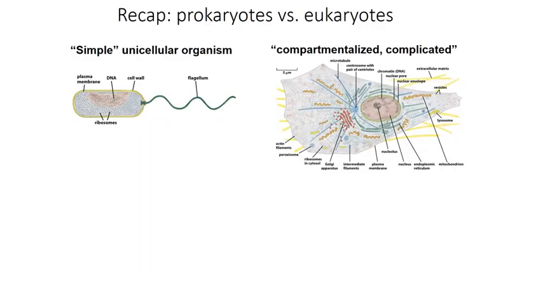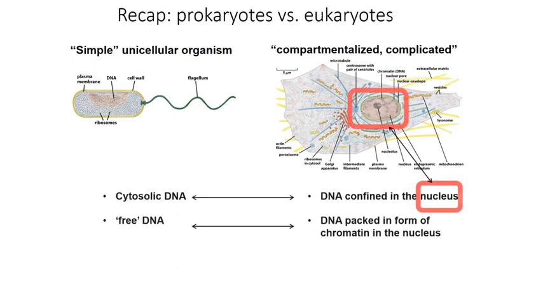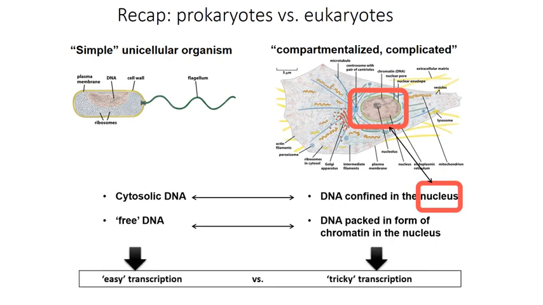Let's take another look at the cellular architecture of a prokaryotic and the eukaryotic cell. We said that the major difference between these two is that the DNA is confined in the nucleus in a eukaryotic cell, and in the prokaryotic cell, we have the DNA exposed to the cytoplasm. This architecture will now have consequences for the transcription. We are going to start out with the easy transcription. And easy here is, of course, relative.